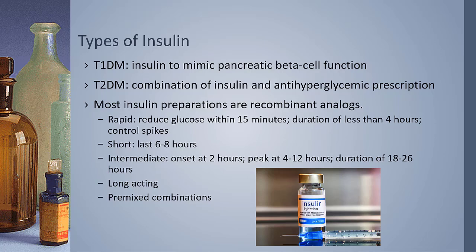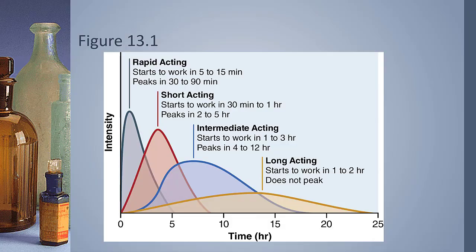Intermediate-acting insulin is also known as NPH and has an onset of action of about 2 hours after injection, with a peak effect about 4 to 12 hours after injection, and a duration of action of about 18 to 26 hours. Long-acting insulins have no discernible peak of action and provide a steady basal effect over 24 hours. Pre-mixed combinations are commercially available in a pre-mixed preparation. This is figure 13.1, illustrating different types of insulin and their duration of action.